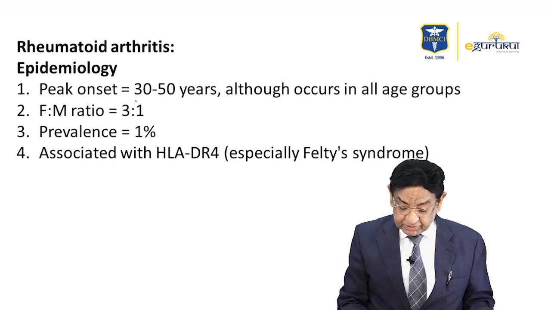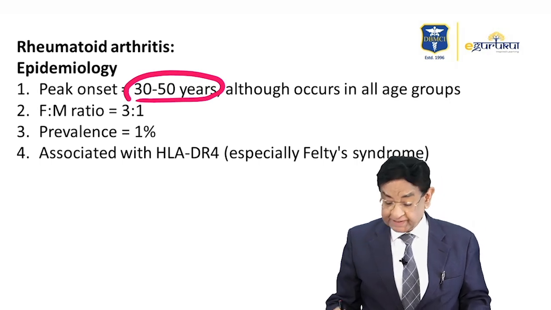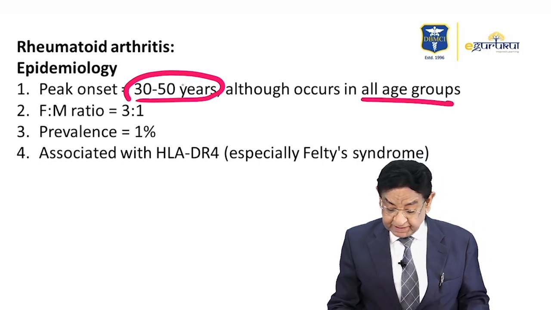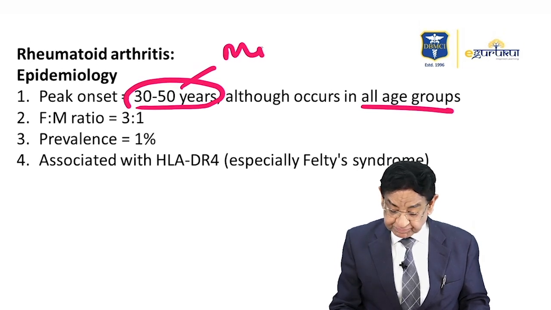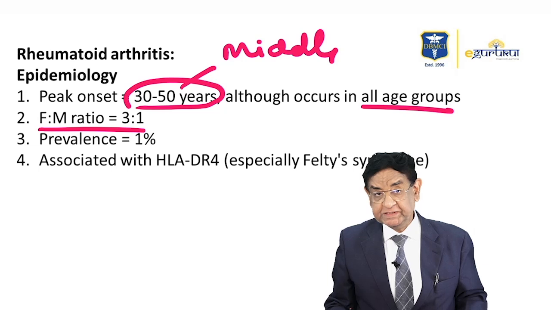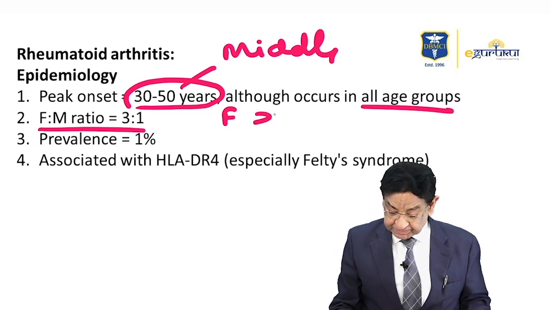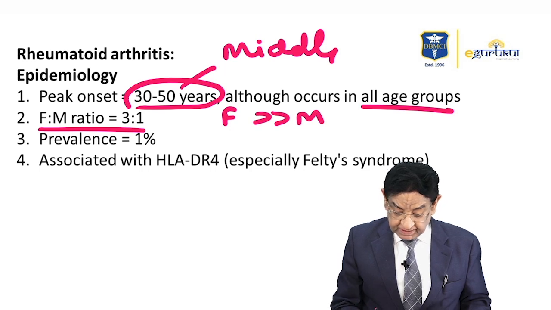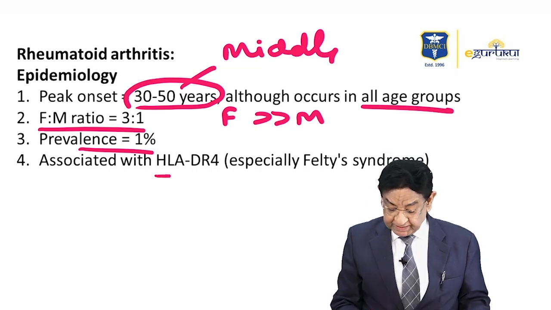The age of onset is around 30 to 50 years, although it can occur at all ages. That means you can say it is in the middle age. The female to male ratio is 3:1, that means it is much more common in females. And prevalence, I told you, is about 1%. And classically, it is associated with HLA-DR4.